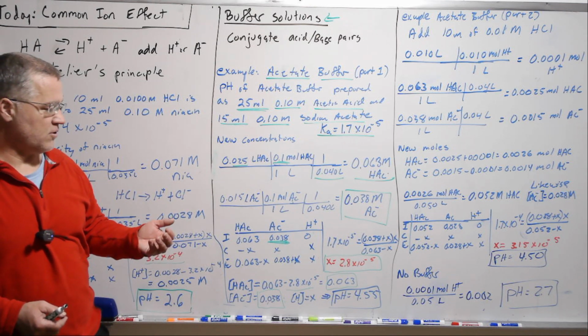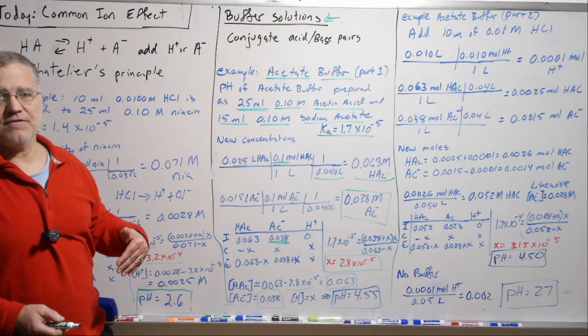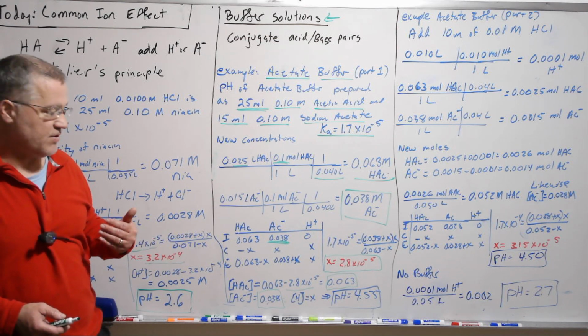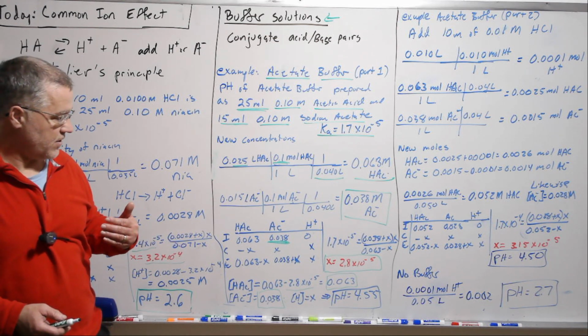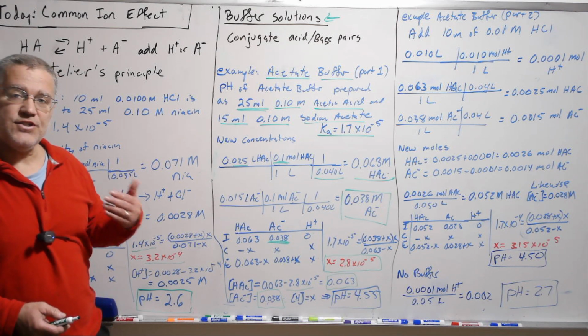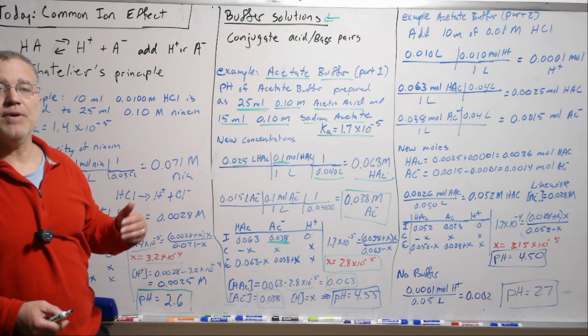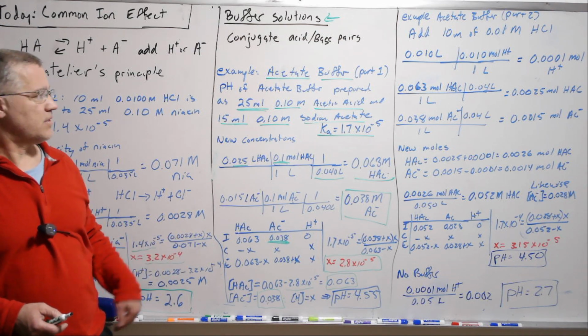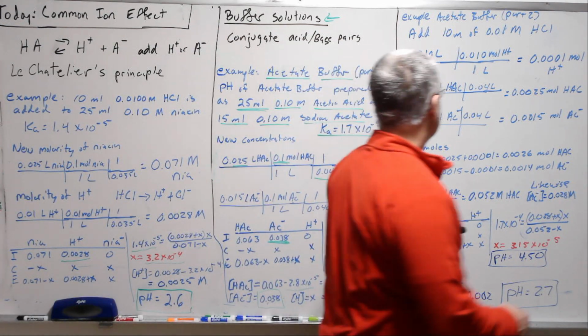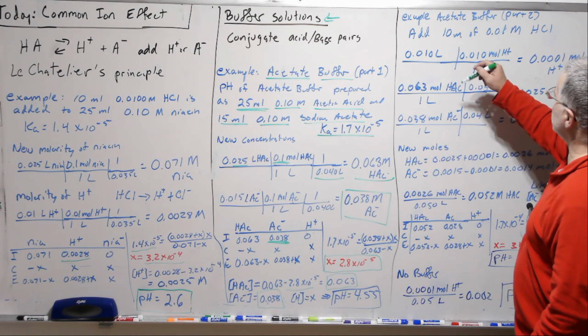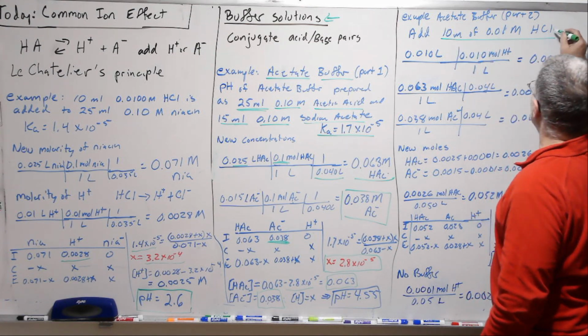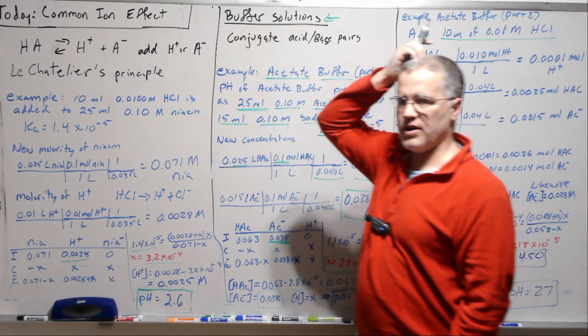Likewise, if we add a little base, this is going to buffer the pH change and not have the pH change very much. So let's go ahead and do that. Let's add a little acid. Let's see how much the pH changes compared to if we just had pure water. Okay. So let's now add 10 mL of 0.01 molar HCl.